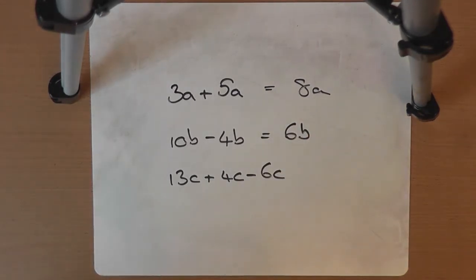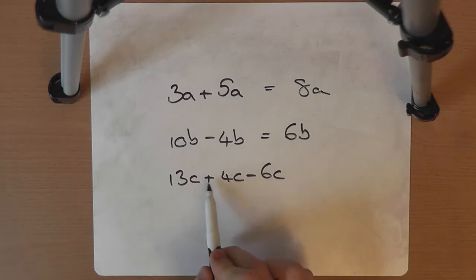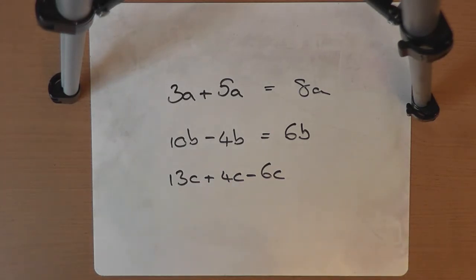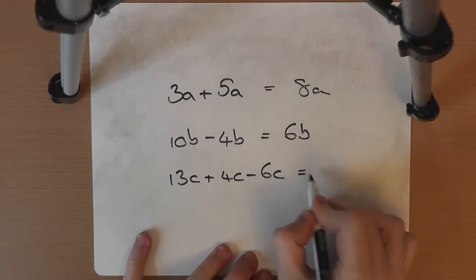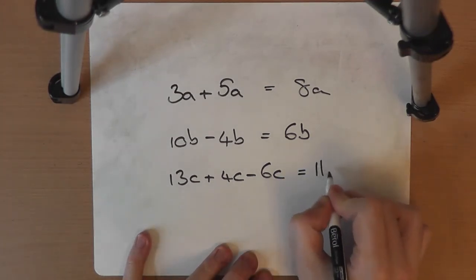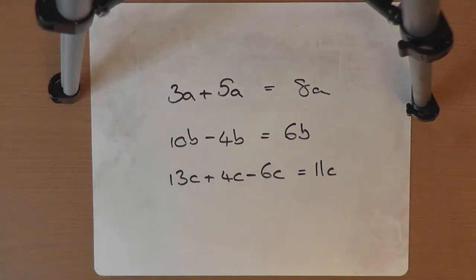And we could have multiple things going on at once. We could have, say, 13c plus 4c take away 6c. Well, that's 13 lots of a number plus an extra 4. So that's 13 plus 4 is 17 lots of the number. Take away 6 lots of that number. 17 lots, take away 6 lots would be 11 lots of that number, c.